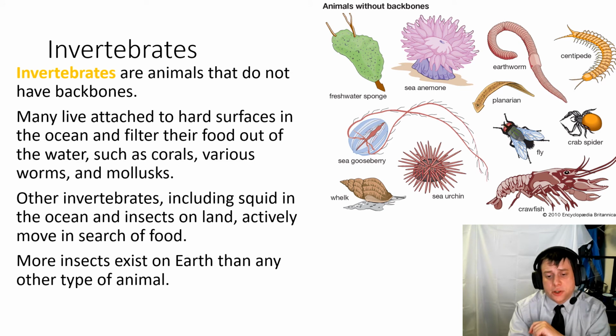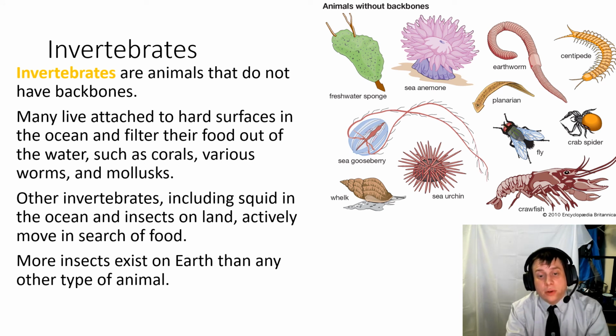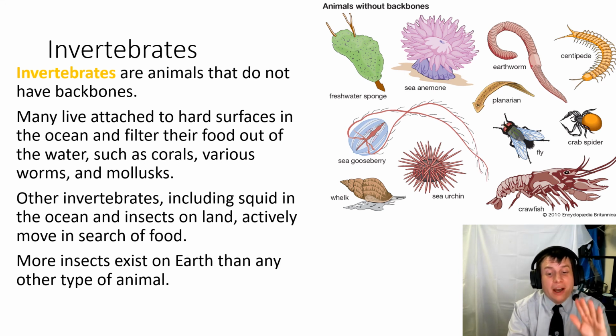More insects actually exist on Earth than any other type of animal. A vast majority of all animals are insects. There is an estimated something like 1.5 million species. Remember, there's 8 million species total on Earth. There's an estimated 1.5 million species of beetle on Earth. Just beetles. That's not including any other kinds of insects, including wasps, flies, spiders, things like that.